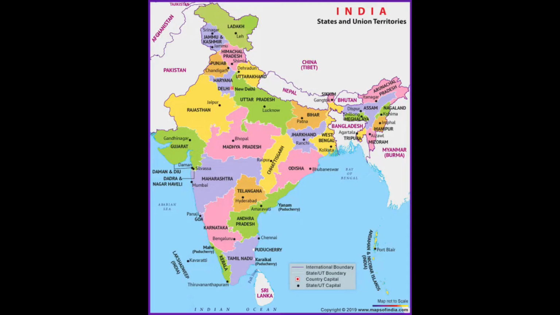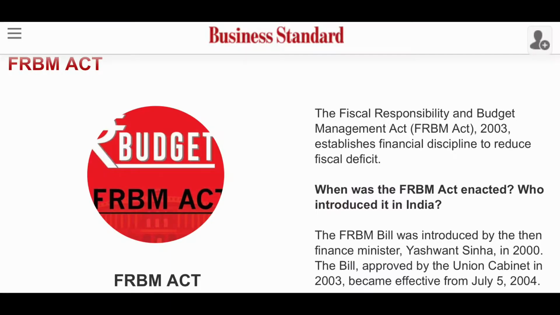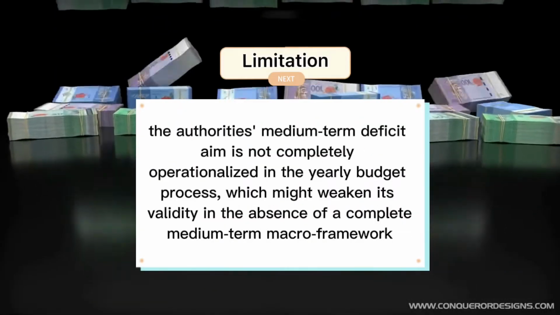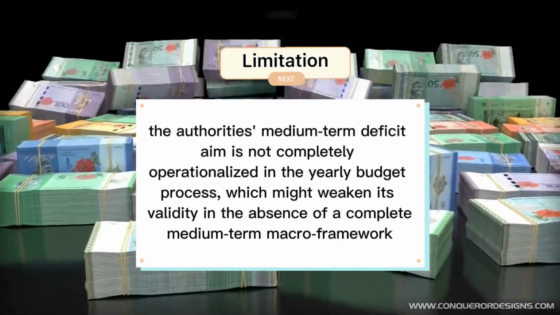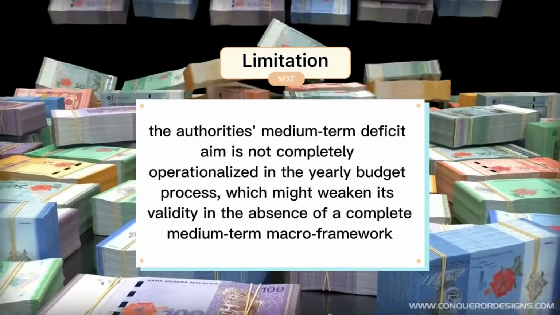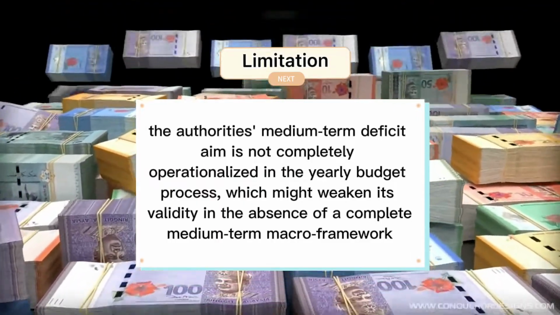Looking at other nations, India for example, suffered a big financial crisis around the year 2000, with debt sustainability becoming a major concern. Therefore, for future fiscal consolidation, the government then implemented fiscal responsibility and budget management. However, the authorities' medium-term deficit aim is not completely operationalized in the yearly budget process, which might weaken its validity in the absence of a complete medium-term macro framework.